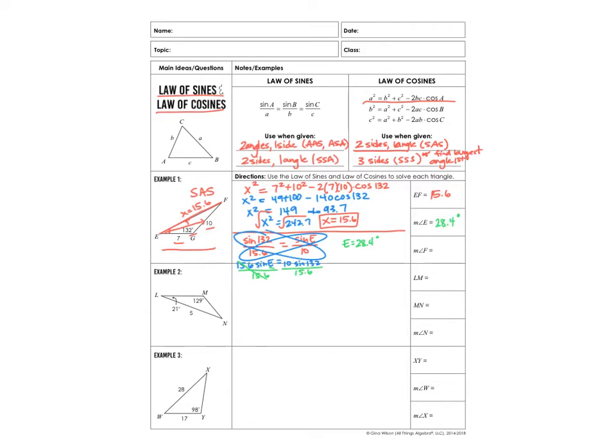Now, I'm going to erase some of this. We know that this is 28.4 and this is 132. If you remember, the whole triangle's angle measures add up to 180. So we can say 28.4 plus 132 is 160.4, and we subtract that from 180. And so 180 minus that is 19.6.